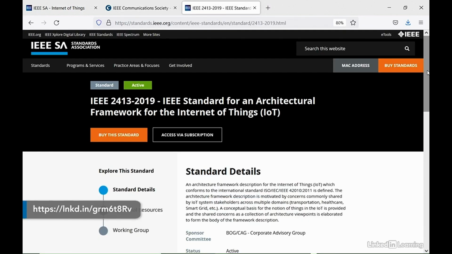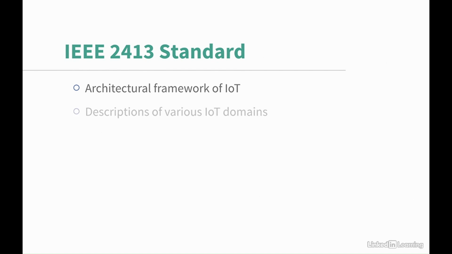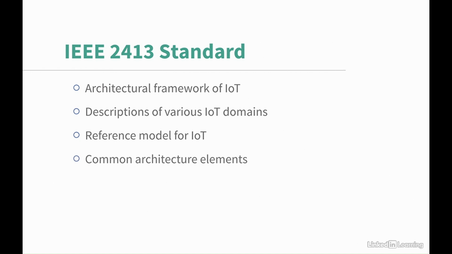The IEEE 2413 standard is directly related to IoT. This standard defines the architecture framework for the Internet of Things, including description of the various IoT domains, and provides a reference model that defines relationships among various IoT systems, and it includes details about protection, security, privacy, and safety.